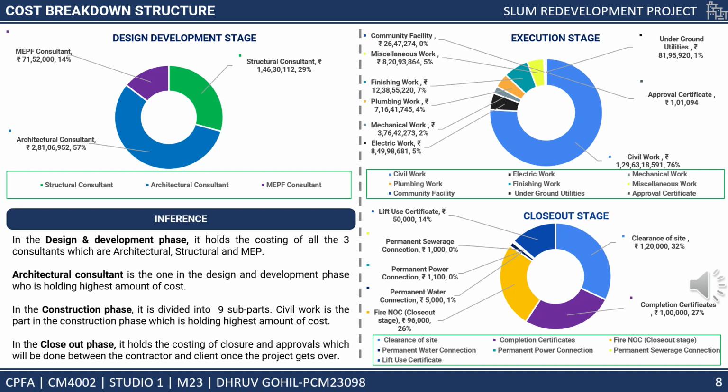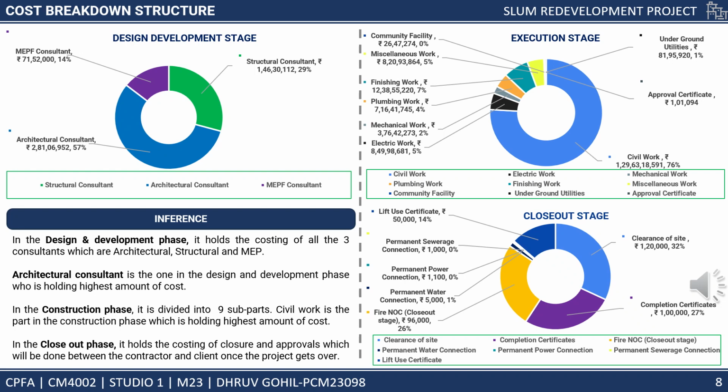The MEPF design firm charges only approximately 1% of the project cost. In the next execution stage, the project cost breakdown in the execution phase begins with the cost of pre-construction, like temporary boundary walls, site offices, etc., required to carry out the work.